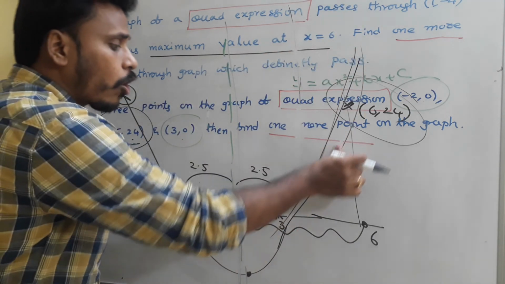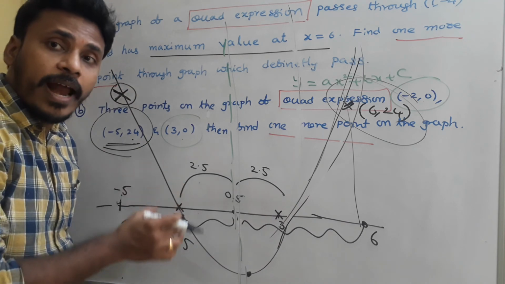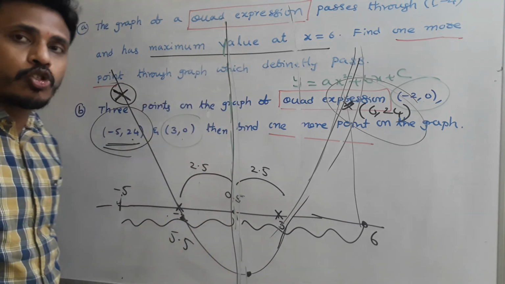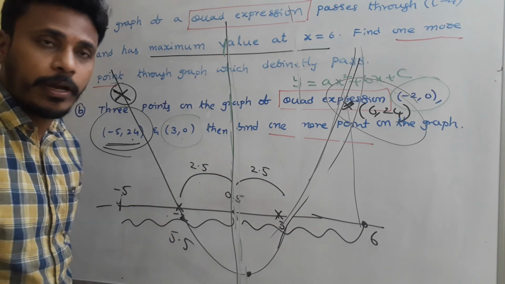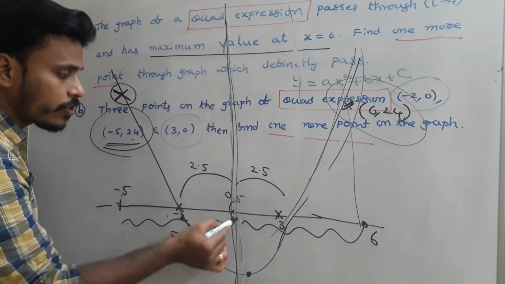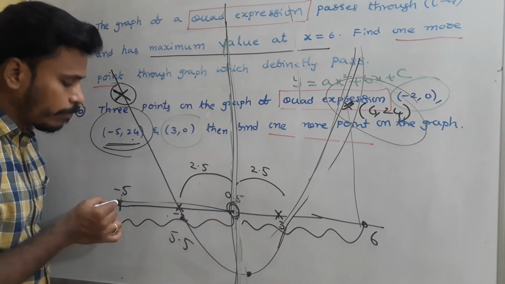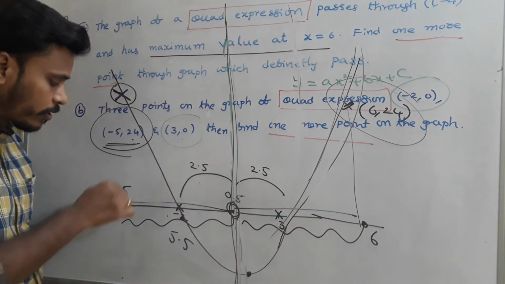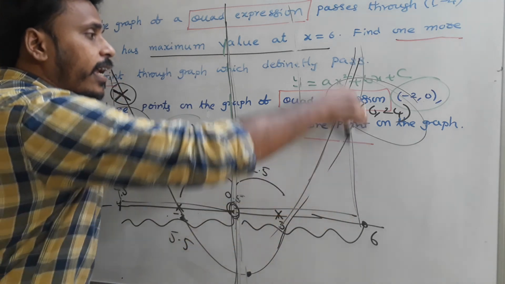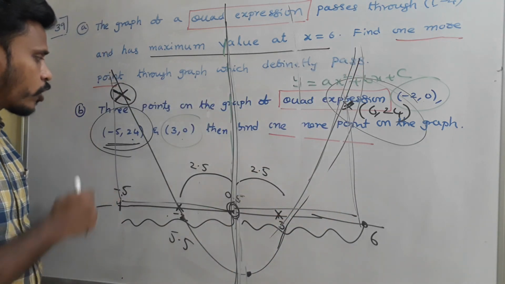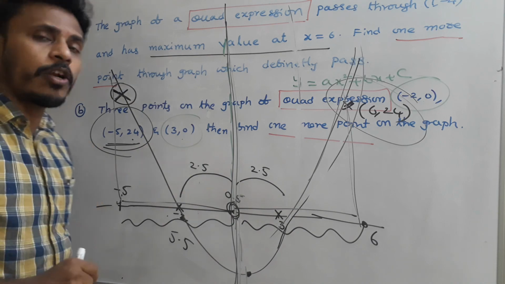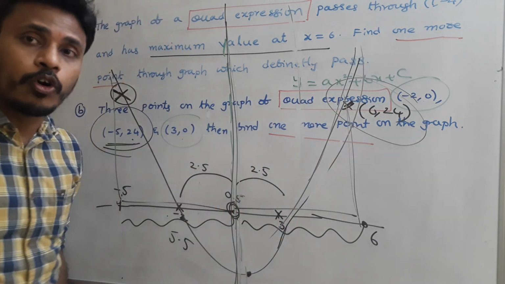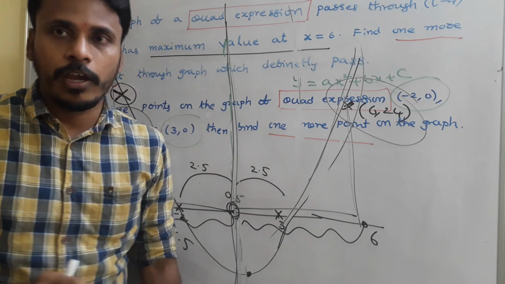See, this is all because of the symmetry. These quadratic expression graphs are symmetrical about the line passing through the minimum point or the maximum point. So based on this, since it is 0.5, this side 5.5 units, this side also 5.5 units. Here the length is 24, here again you will get the same length. Since minus 5 comma 24 is one point on the graph, for sure 6 comma 24 is another point on the graph. Okay, have a look.